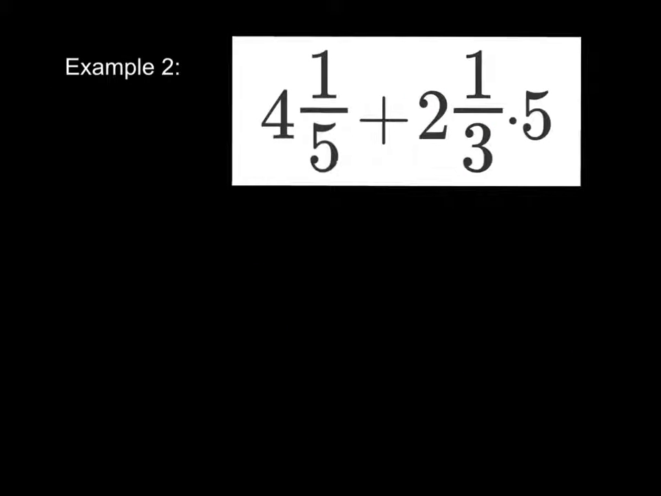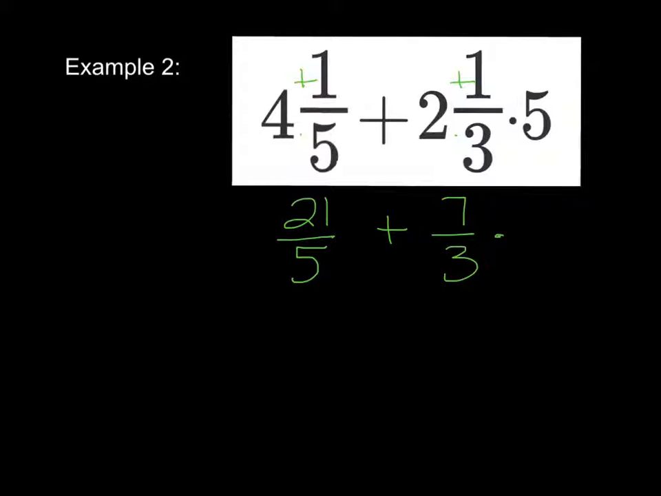In example 2, we have addition and multiplication, but we also have mixed numbers that we need to deal with. If you think back to our last lesson, when we had mixed numbers, we had to change them into improper fractions. Remember, to change a mixed number to an improper fraction, we multiply the denominator times the whole number, and then we add the numerator. So 5 times 4 is 20, plus 1 is 21 over 5. On the second one, we would do 3 times 2 plus 1, which gives me 7/3.